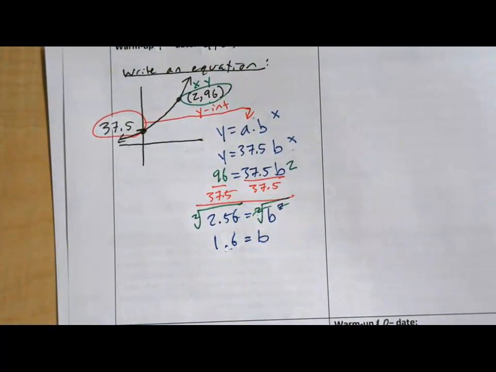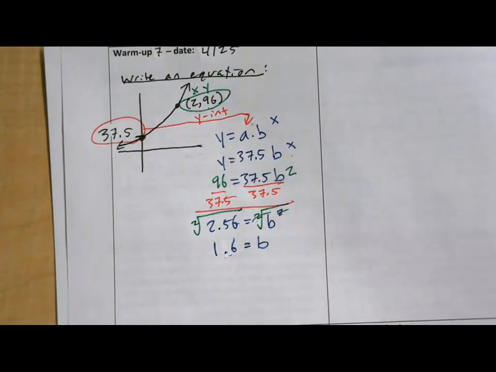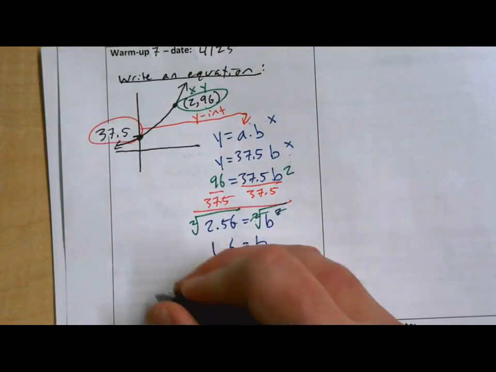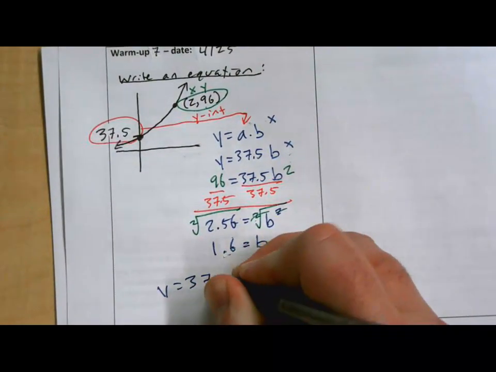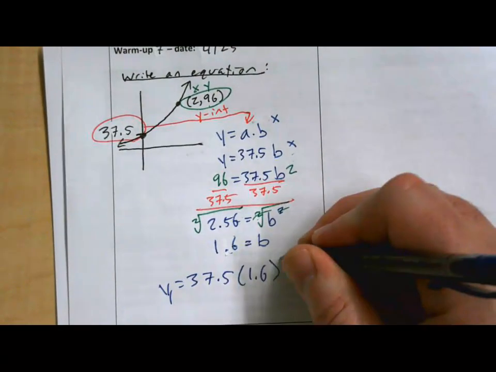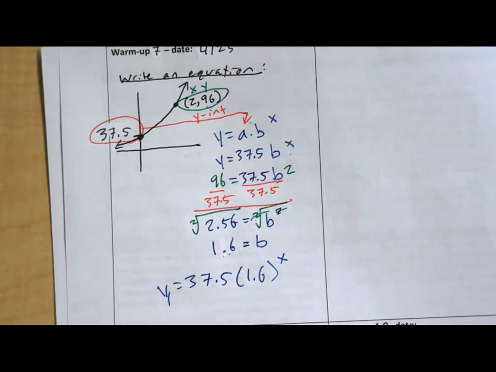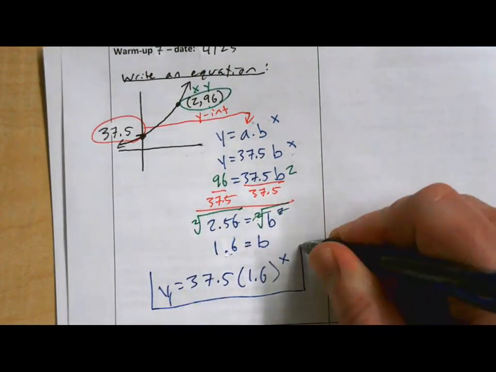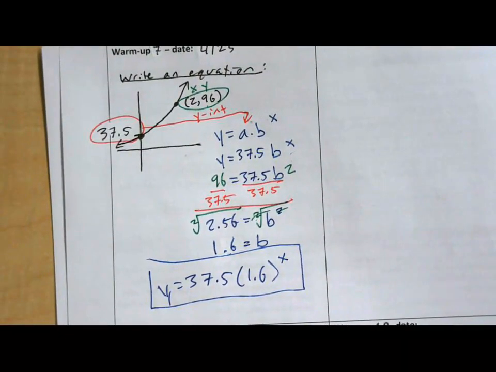The whole point of doing this was to figure out the a and the b values. Now we've got both. A is 37.5. B is 1.6. Don't forget your x on there. There's our final equation. How many folks would have gotten a perfect score if that was on a test today? Oh, good. You're going to have several of those on your test 2 weeks from now.